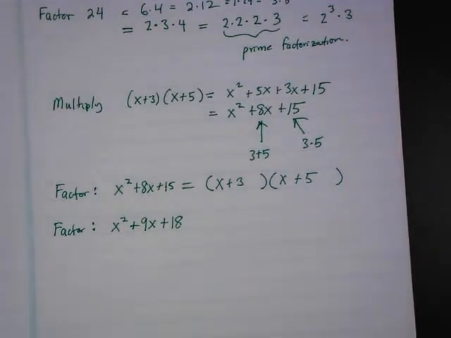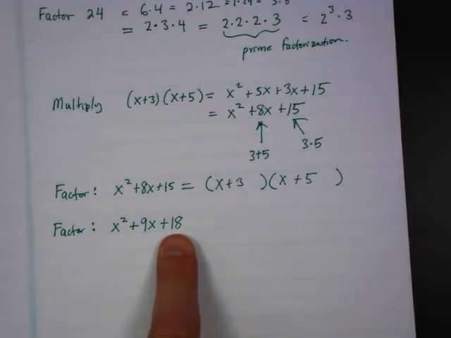X plus 3, x plus 6. And how did you get x plus 3 and x plus 6 so incredibly fast? I just figured out what two numbers would add together to make 9 and then multiply together to make 18. That's exactly right. So what you're looking at is, I always start with the 18.